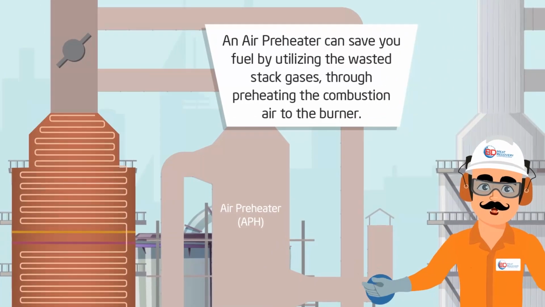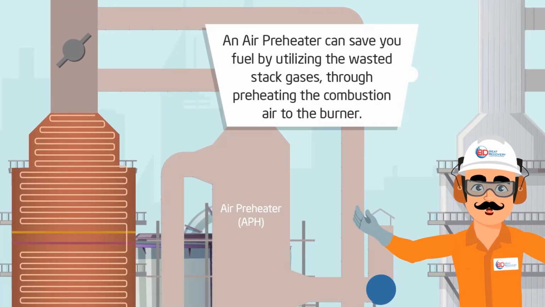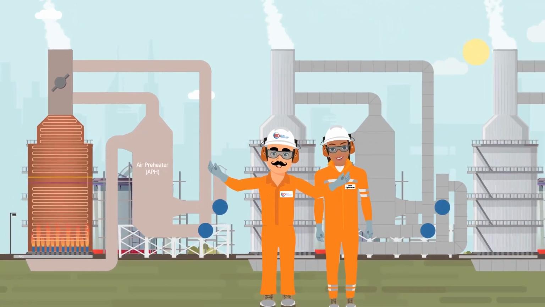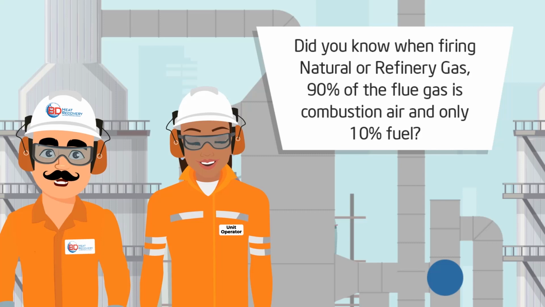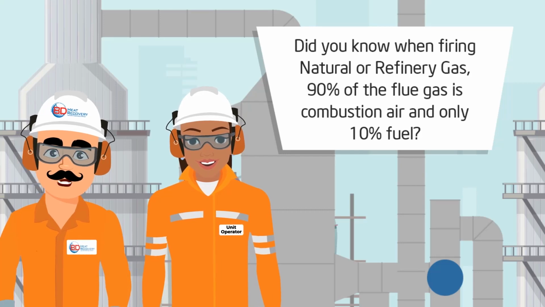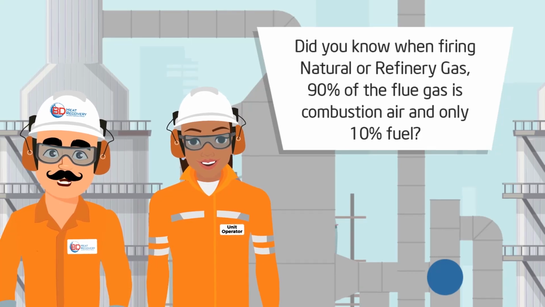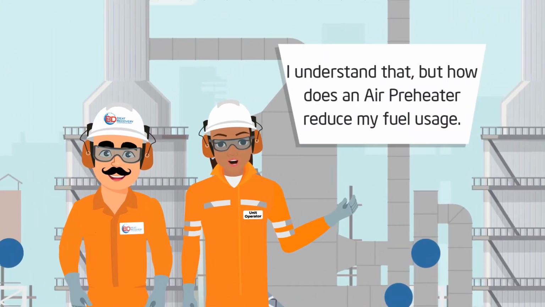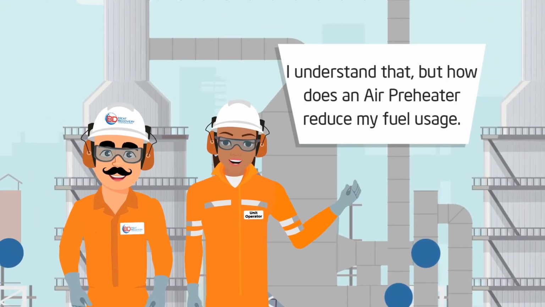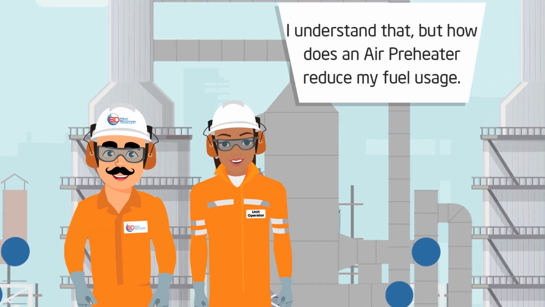An air preheater can save you fuel by utilizing the wasted stack gases through preheating the combustion air to the burner. Did you know when firing natural or refinery gas, 90% of the flue gas is combustion air and only 10% fuel? I understand that, but how does an air preheater reduce my fuel usage?